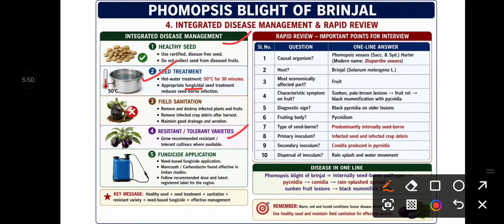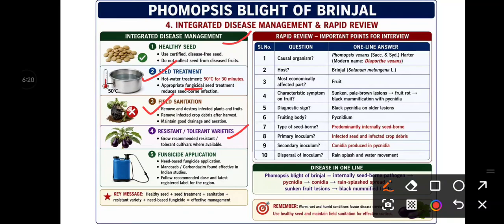Next, another primary source of inoculum is plant debris. To reduce that, we have to do field sanitation. Remove and destroy infected plants and fruits. Remove infected crop debris after harvest. Maintain good drainage and aeration. This is for reducing the inoculum that comes from the crop debris. Okay, now we have covered everything. So we have checked the primary source of inoculum.